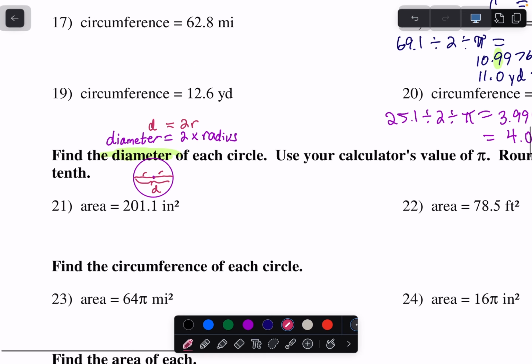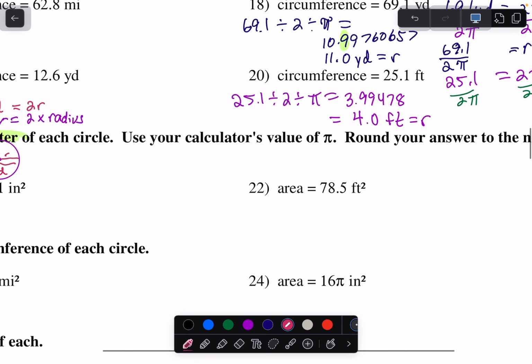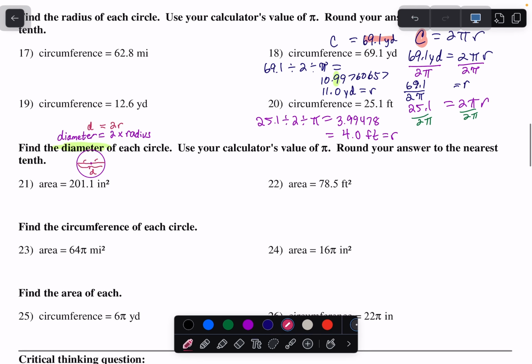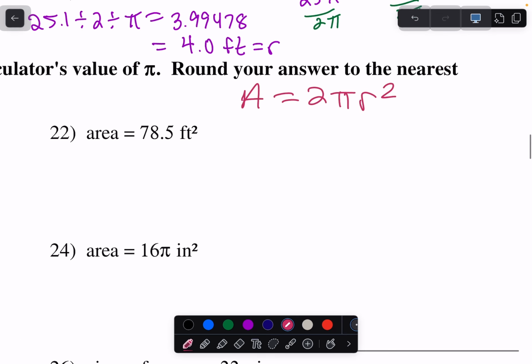Now let's talk about problem 22. They have given us the area. They want us to find the diameter. The area formula is pi r squared. Is there a diameter in there? No, there's the radius. We have a formula for the radius. But if we know the radius, all we got to do is double it, and we'll find the diameter. So they go together, okay?